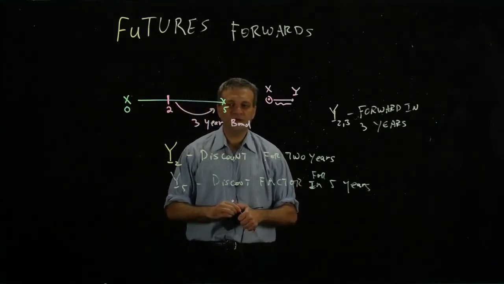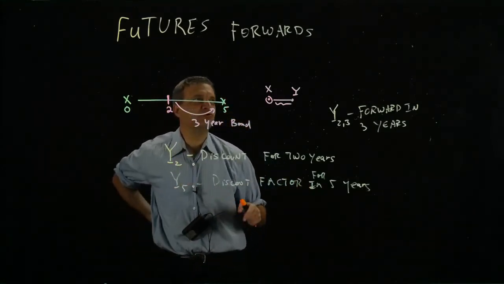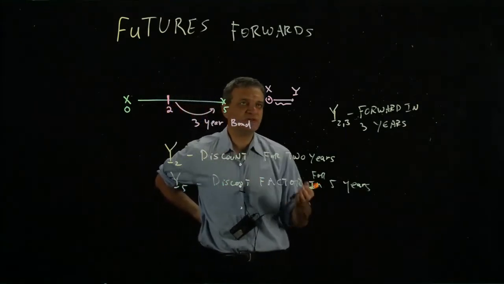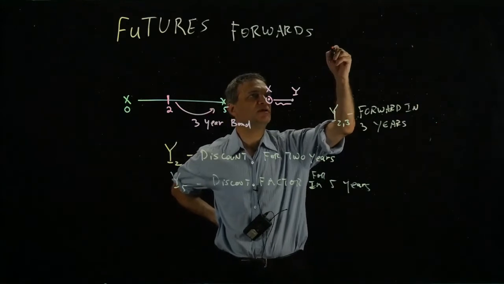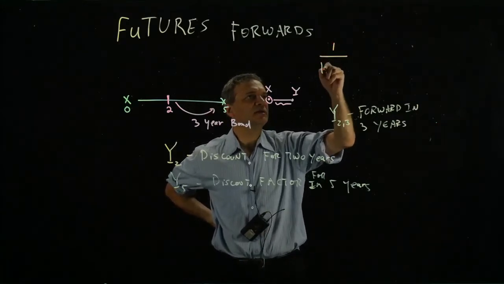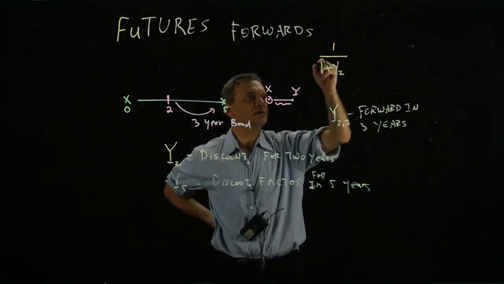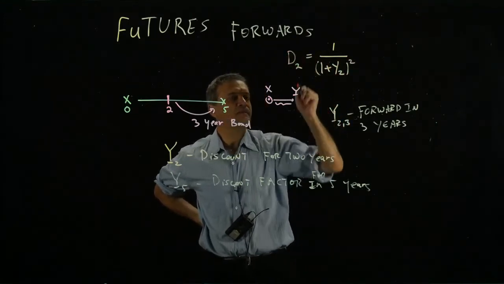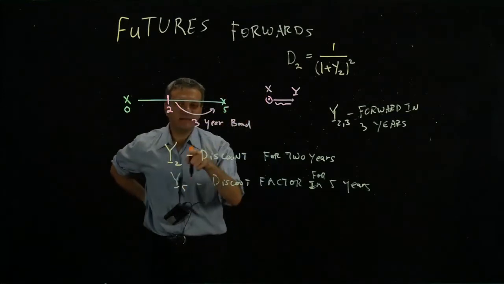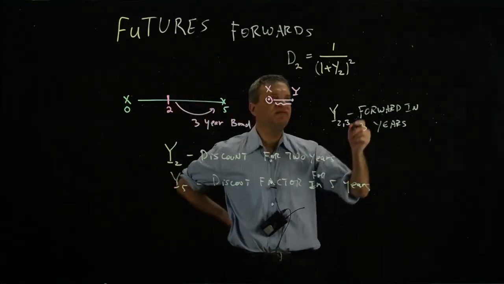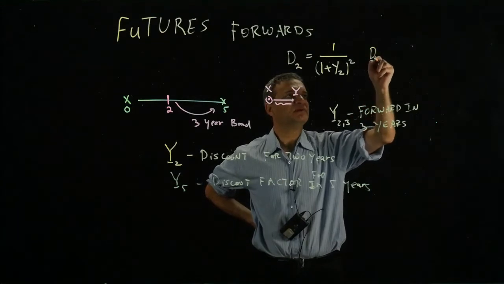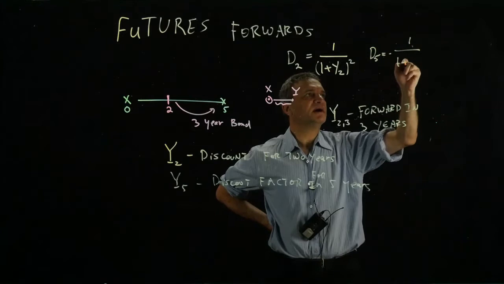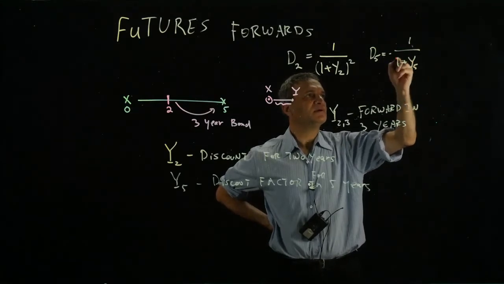Okay? So now let's do this. If we have Y2, what will be the price of a zero coupon bond that matures in 2 years? Well, we know that. We're already big boys and girls. This is going to be 1 divided by (1 plus Y2) squared. This is going to be D2. Now, what about the 5-year bond? The 5-year bond is the same. It's D5, going to be 1 divided by (1 plus Y5) to the power of 5.